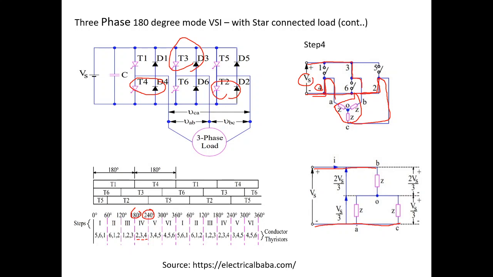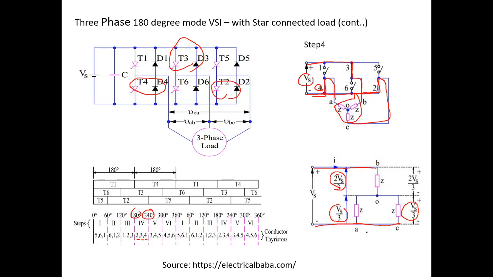Now applying network laws, we can obtain A phase voltage equal to minus Vs by 3 and C phase voltage equal to minus Vs by 3. B phase voltage is equal to plus 2Vs by 3. Coming to line voltages, VAB between A and B, we have the input voltage source voltage in reverse way, with reverse polarity, so that is equal to minus Vs. Between B and C, the source voltage appears directly, so that is equal to Vs. Between C and A, because C and A are shorted, VCA is equal to 0.